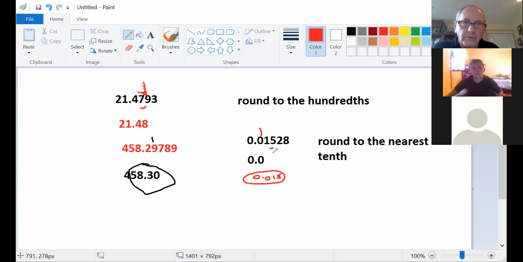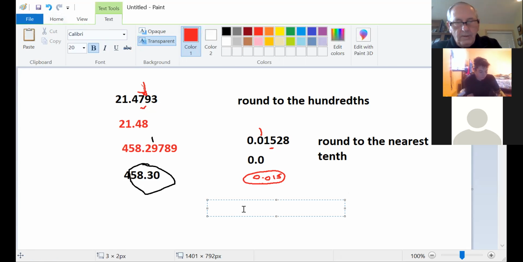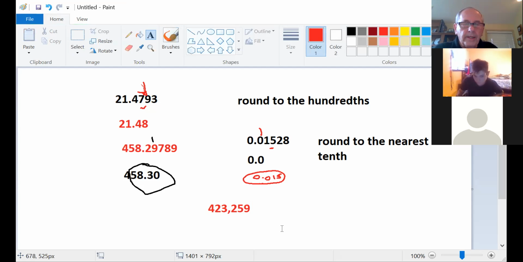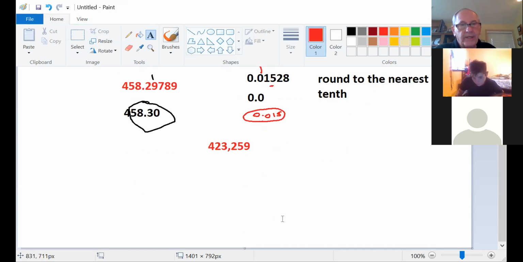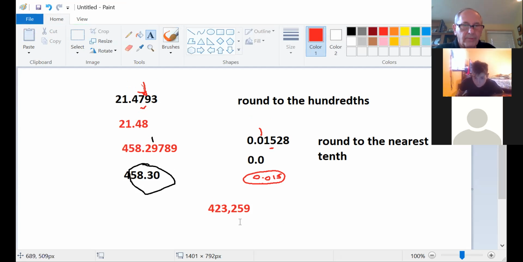Yeah. Lucero? Yeah, so that 5 never goes to a 4. If I'm rounding to the thousandths, it either stays the same or I add 1 to it. I don't go lower than that number. Okay. So let's do one more. What if we had 423,259? And I'm saying round this to the nearest tens place.